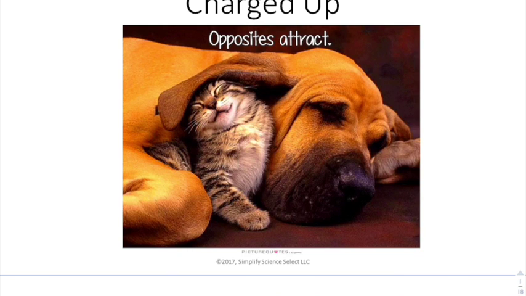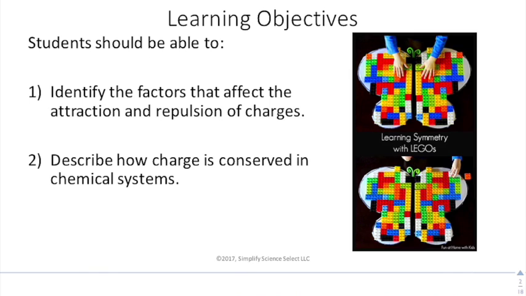Welcome to the second presentation in Unit 2 entitled Charged Up. The quote there is "opposites attract," which is going to be the fundamental idea behind this unit. It says the learning objectives. Students should be able to identify the factors that affect the attraction and repulsion of charges, and you should be able to determine how charge is conserved in chemical systems.